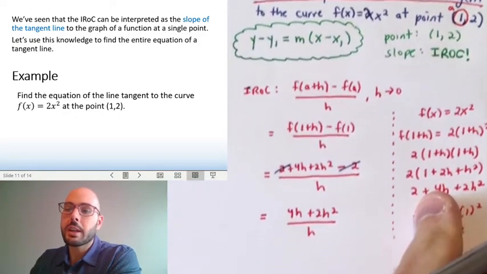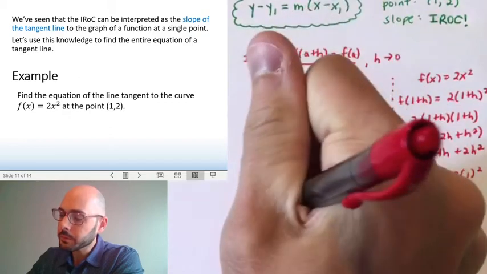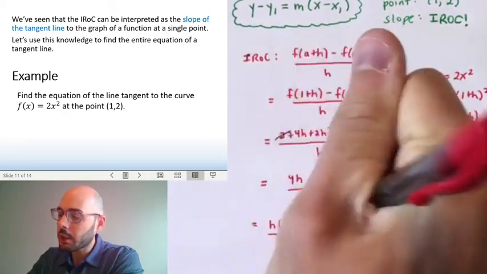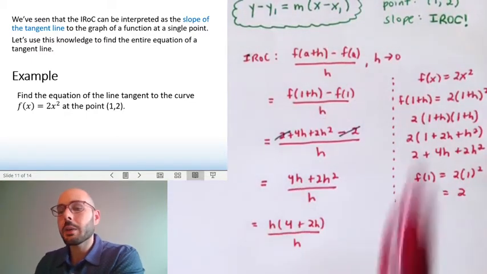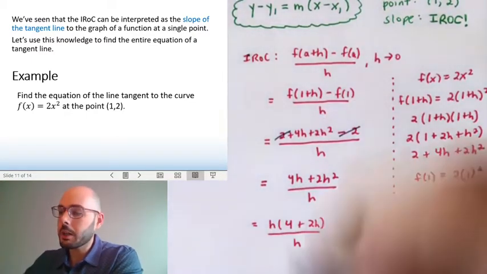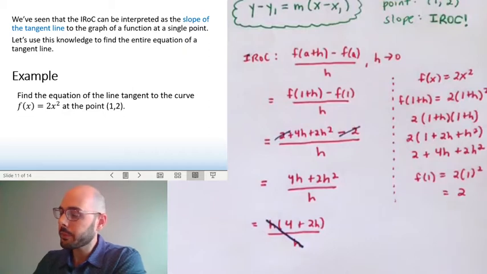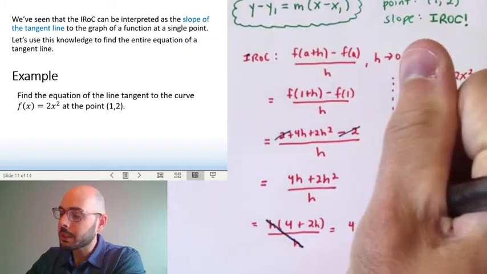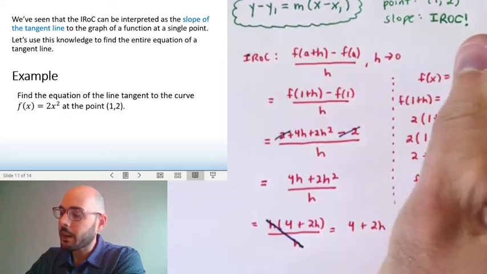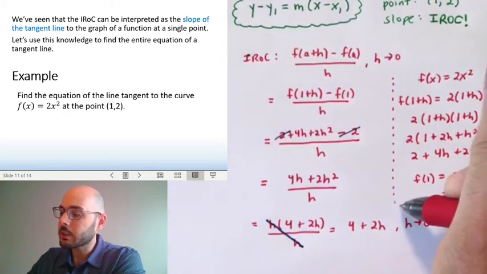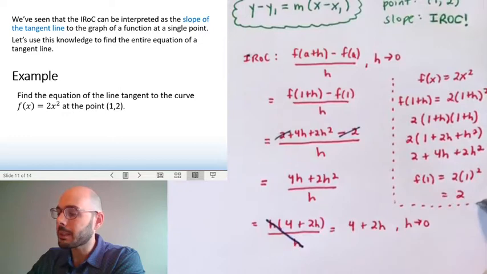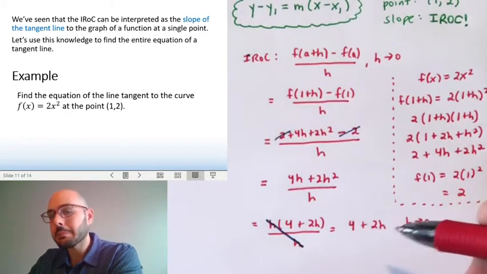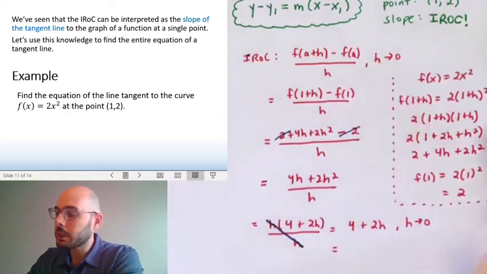We can factor out an h on the top, leaving us with a 4 plus 2h in parentheses. And now we can cancel out an h on the top and on the bottom. That leaves us with a 4 plus 2h. And then our last step, once that h has canceled out, we want to replace h with a 0. So we can do that. 4 plus 2 times 0 is just going to be 4.